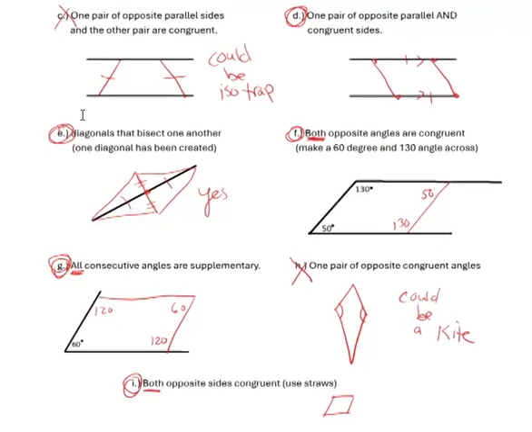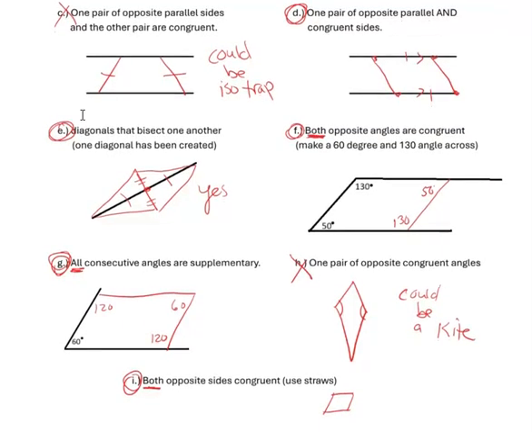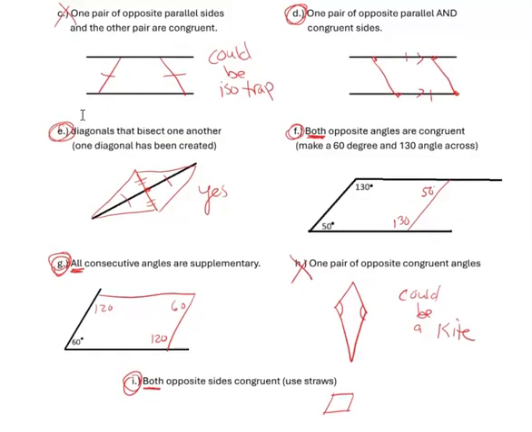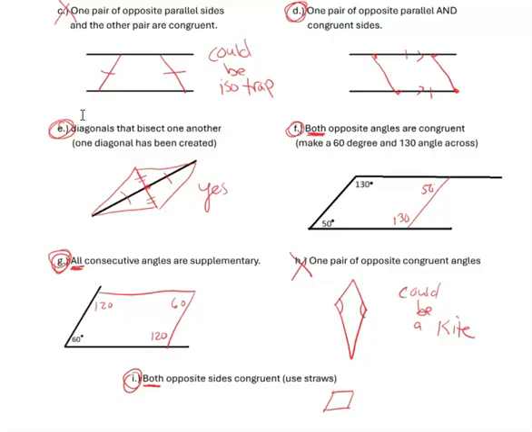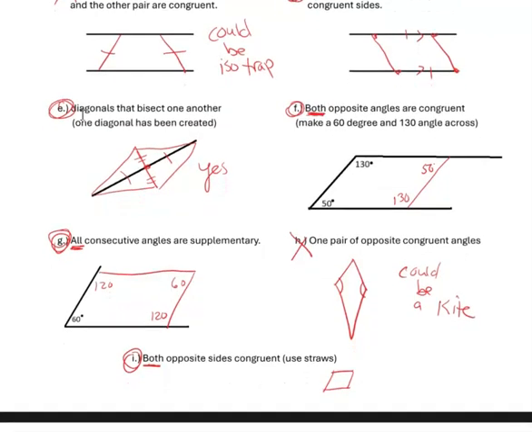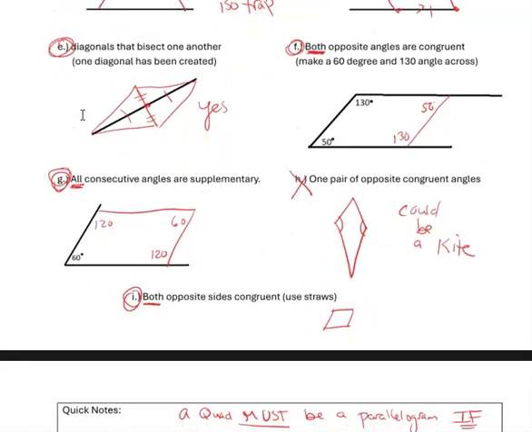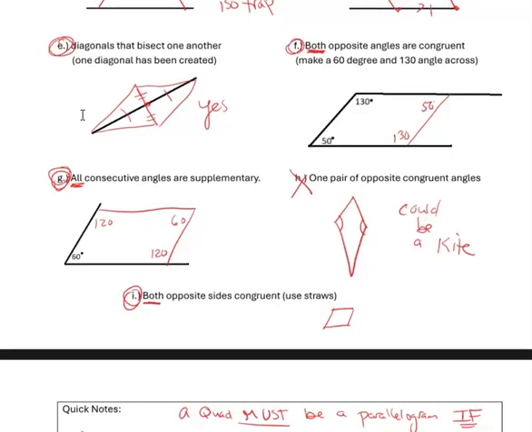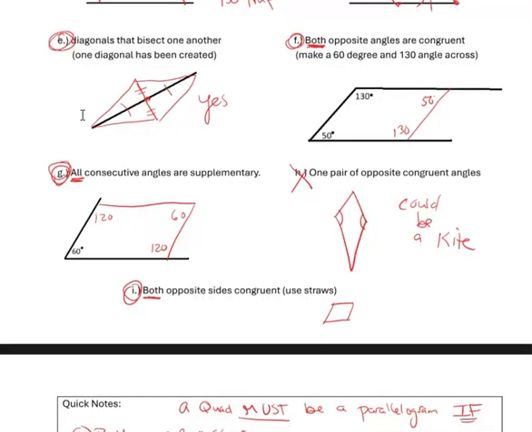If both opposite angles are congruent, let's check. I made an angle across from the 130, that's 130, and then across from the 50, that's a 50. And you can see it turns out to be a parallelogram. So yes, if both opposite angles are congruent, then it is going to be a parallelogram. The next one, all consecutive angles are supplementary. I already had a 60. I made a 120 and a 120. And once I did that, it ends up being a parallelogram. So yes, if all consecutive angles are supplementary, then it's going to be a parallelogram.